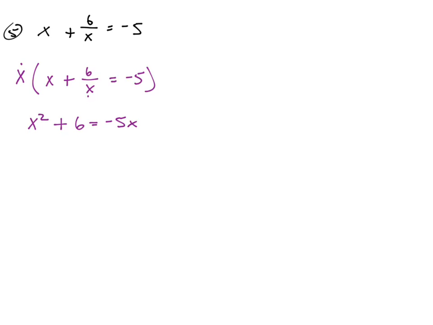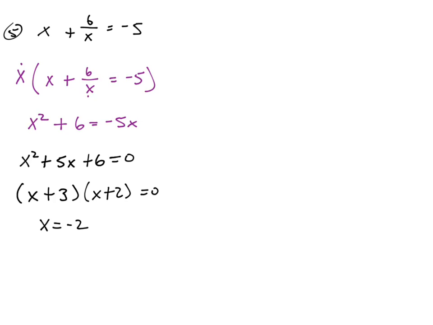The presence of the x squared makes this a quadratic, so we want to get everything on one side. So x squared, we'll add the 5x over, plus 6 equals 0. This is factorable, so it's going to be x plus 3, x plus 2 equals 0. So in this case, I know right now that my answers are x equals negative 3, and then x equals negative 2. So there are my solutions.